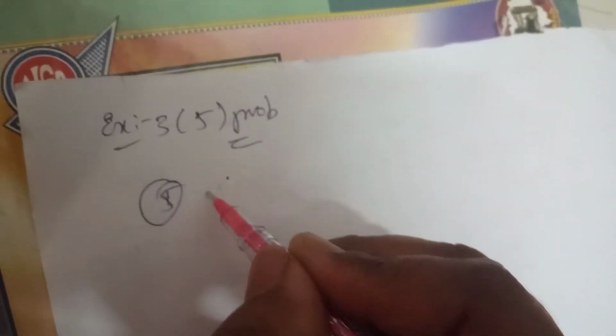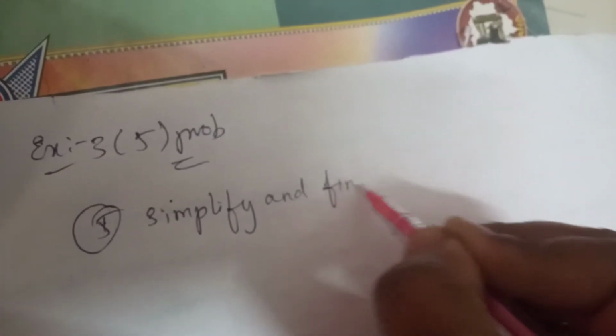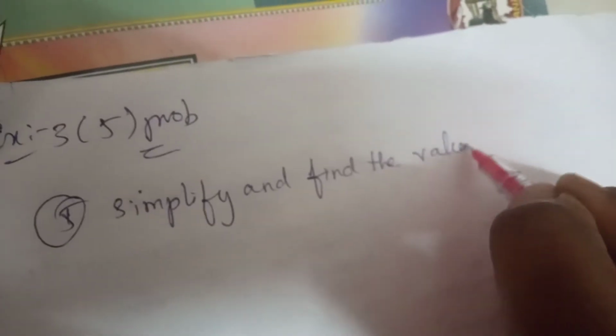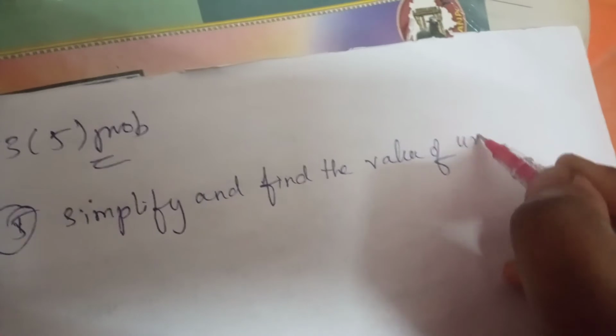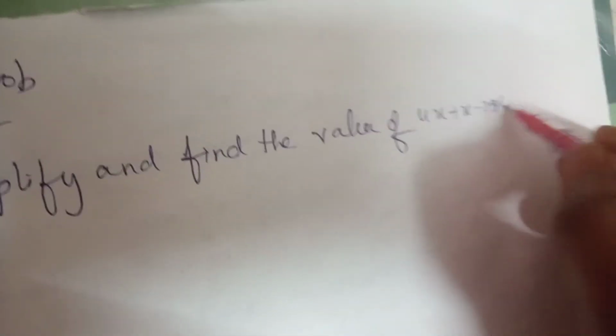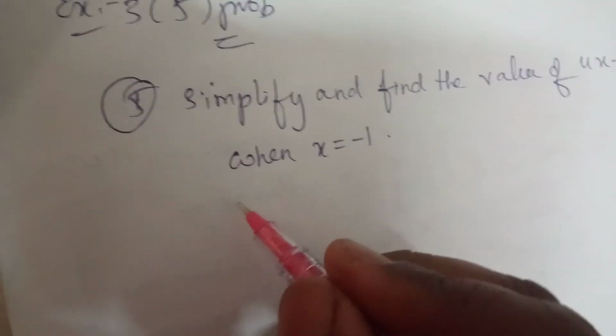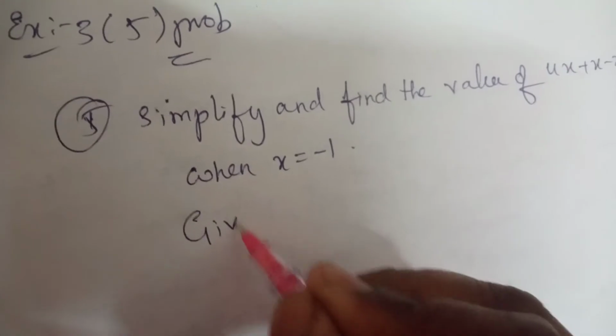Exercise 3, fifth problem. Simplify and find the value of 4x plus x minus 2x squared plus x minus 1 when x equals minus 1. What is the expression given? Given expression.